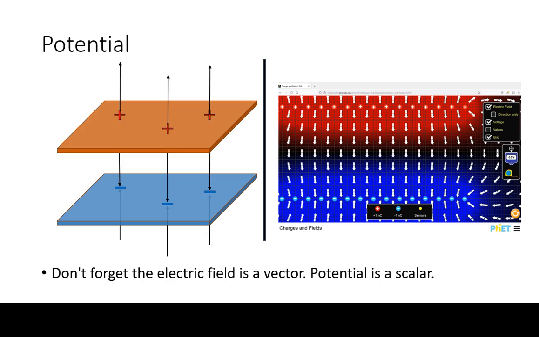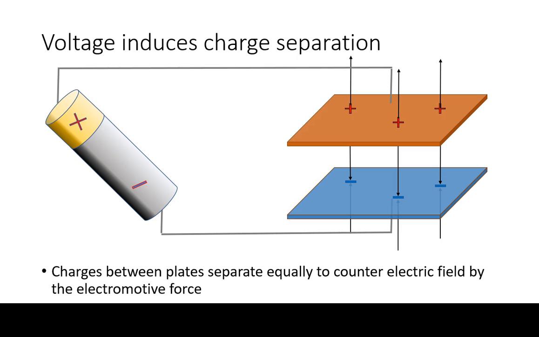Previously, we have derived capacitance through separation of charges alongside parallel plates due to a potential difference provided by a source of electromotive force, for example, a battery.